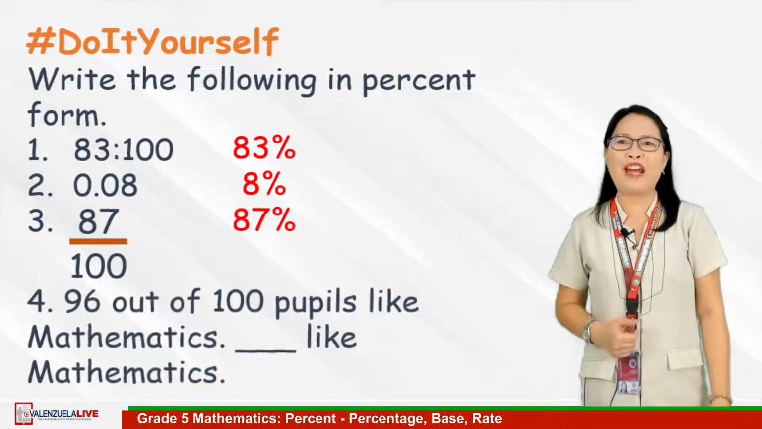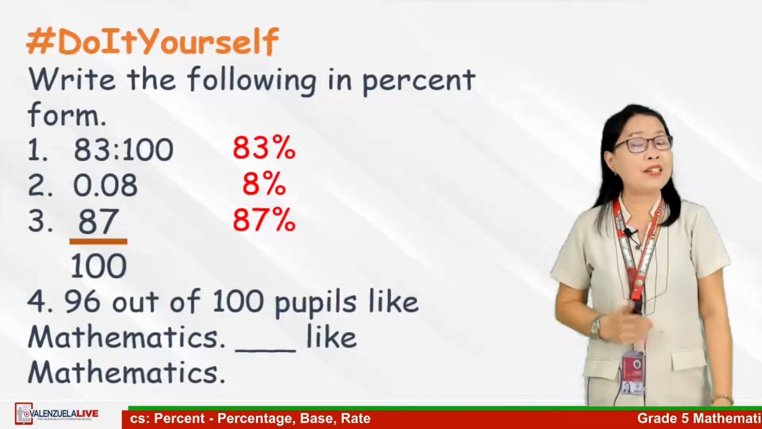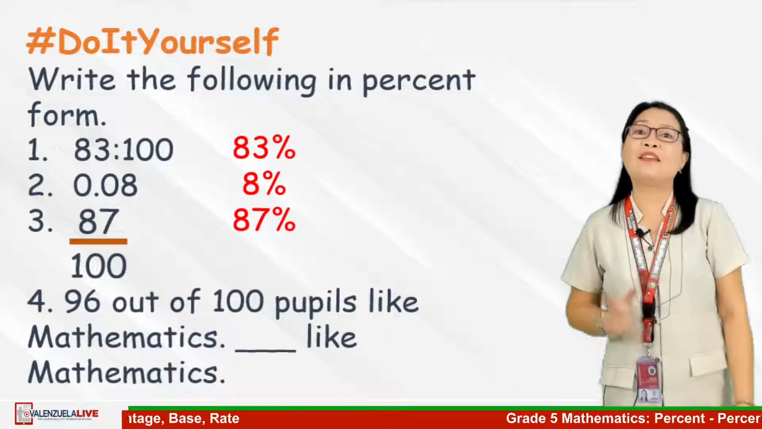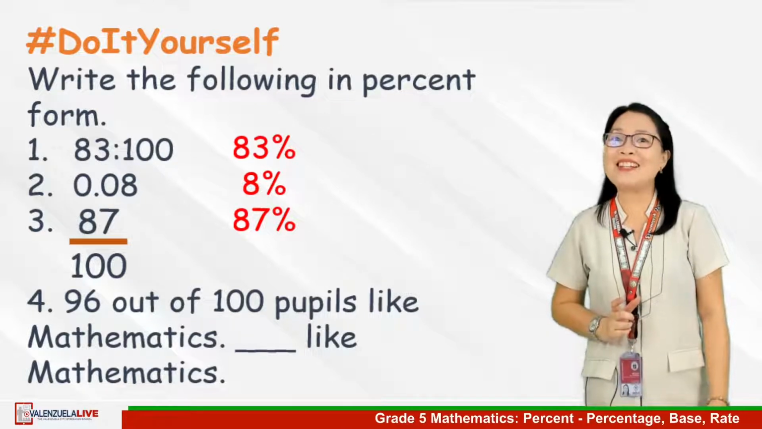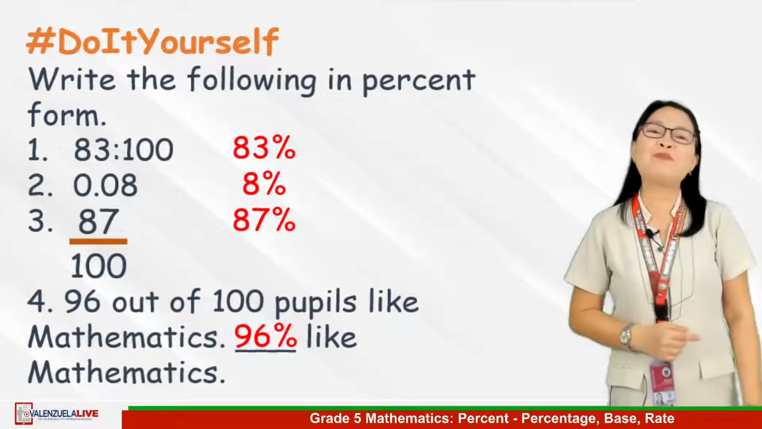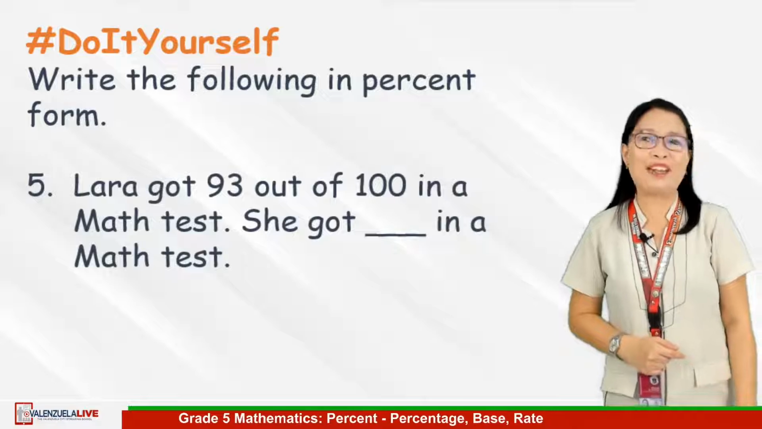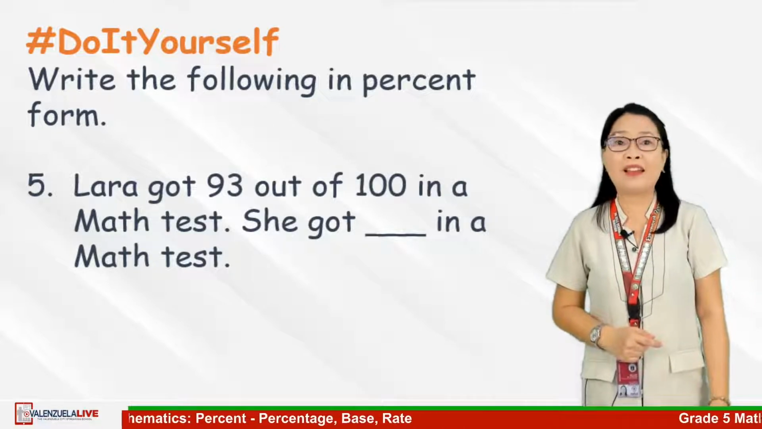And number 3, 96 out of 100 pupils like mathematics. What is the percent for this? Your answer is 96% like mathematics. For the last one, Lara got 93 out of 100 in a math test.